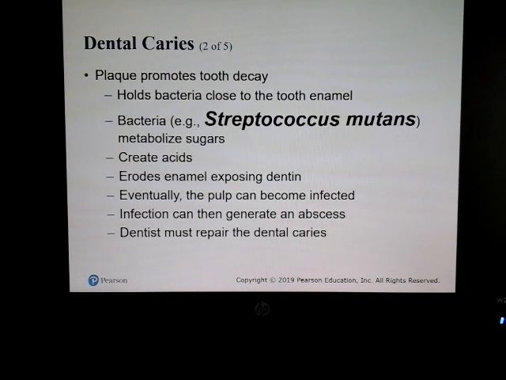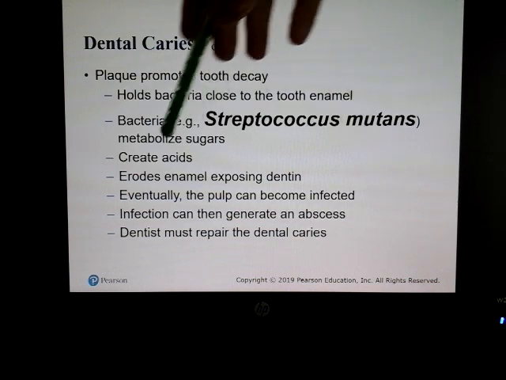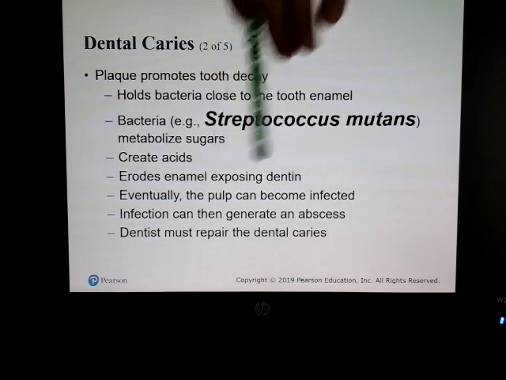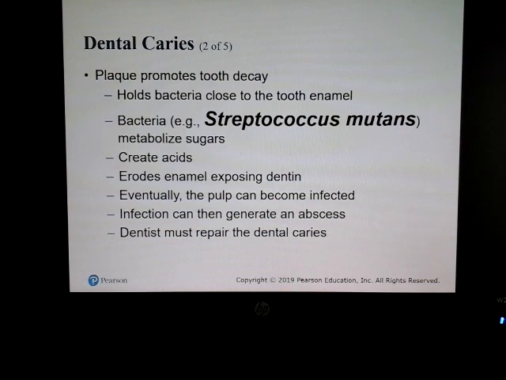Now, as far as dental caries go, plaque will promote tooth decay. And the main one for your exam to know, guys, is Streptococcus mutans. Now, this particular one can metabolize sugar. And again, if it metabolizes the sugar, it can create acids. And that's what actually starts to erode your teeth and cause dental caries to occur.